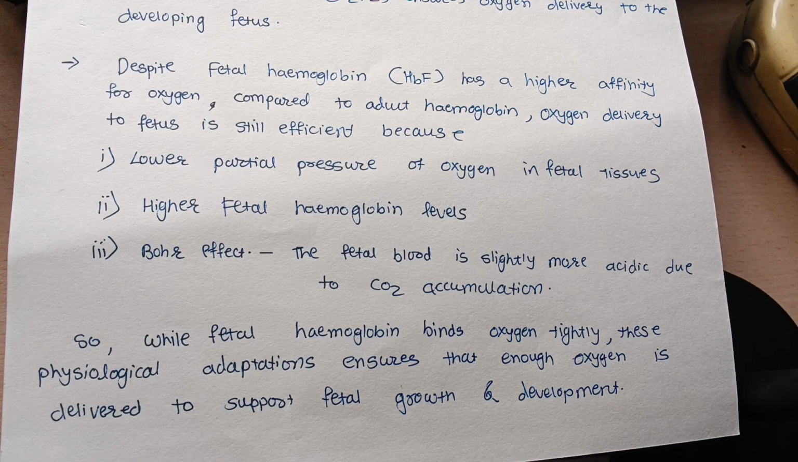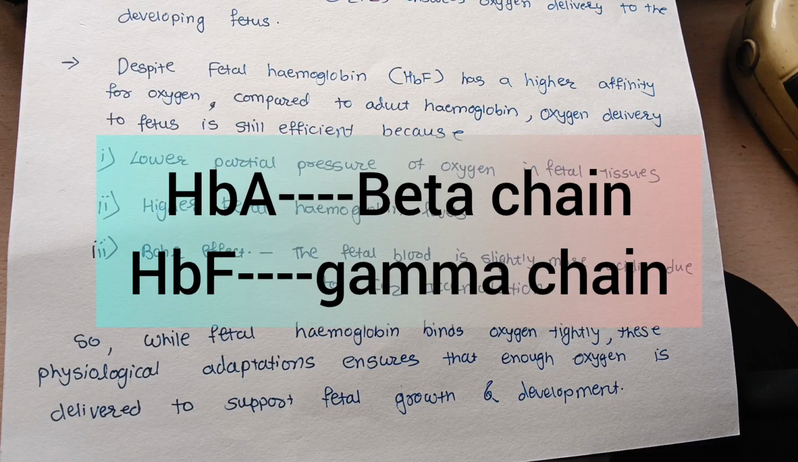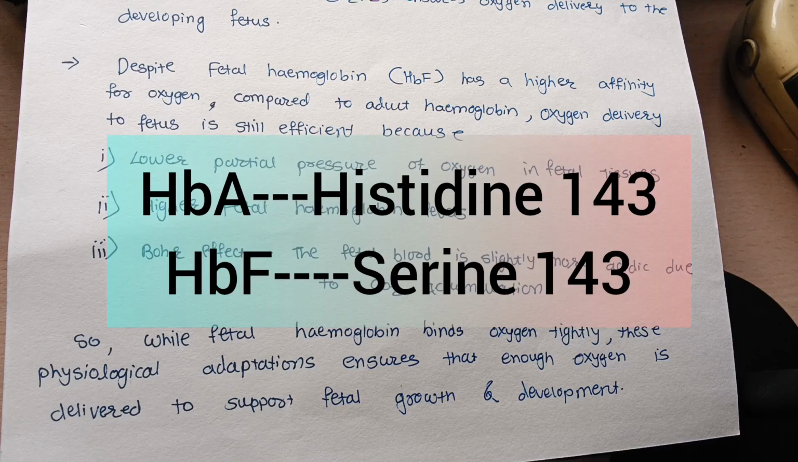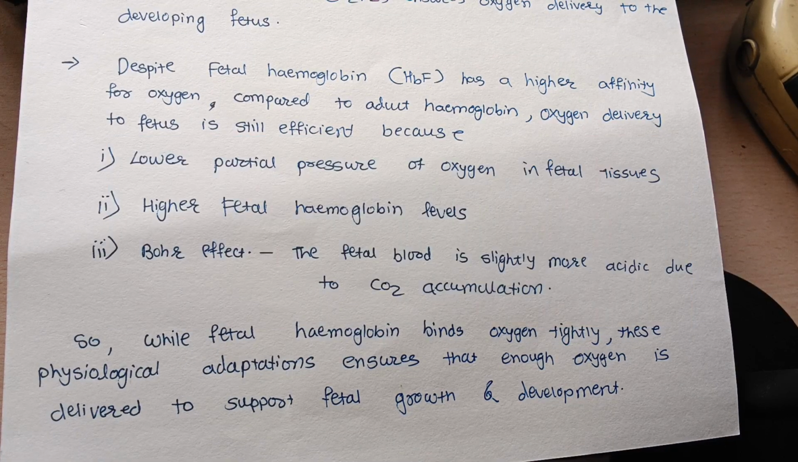We discussed the difference in the binding of 2,3-BPG on adult hemoglobin and the fetus hemoglobin. The main difference is that adult hemoglobin has a beta chain, fetus hemoglobin has a gamma chain. There is a difference of one amino acid. Adult hemoglobin has a histidine at the 143 position, while the fetus hemoglobin has a serine at the 143 position. Therefore, it will have weak interactions with the 2,3-BPG, so higher affinity.